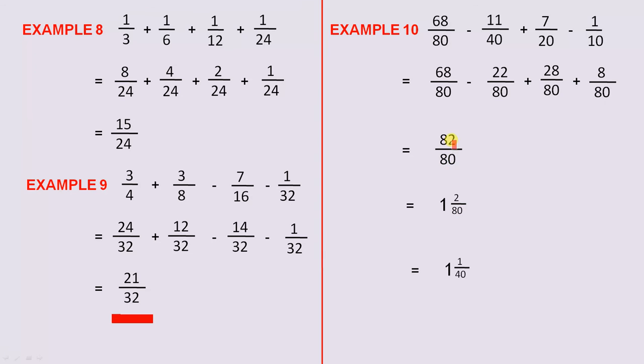So 80 into 82 goes once with a remainder of 2. So it's 1 and 2 over 80. And we can see that here we have 2 over 80, and that can easily be simplified to 1 over 40. So in other words, the new answer is 1 and 1 over 40, because 2 over 80 is the same as 1 over 40.